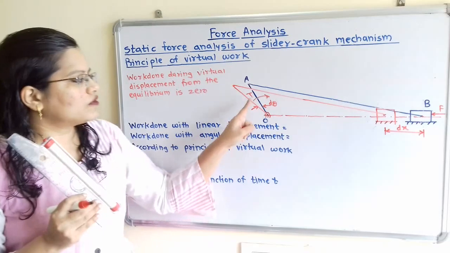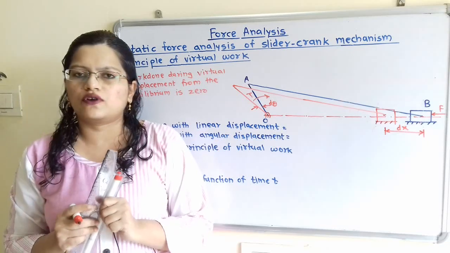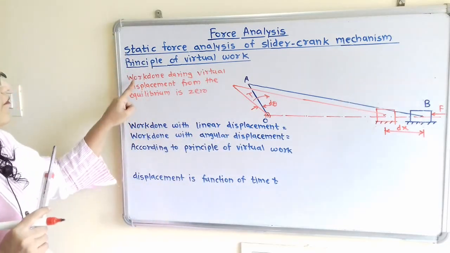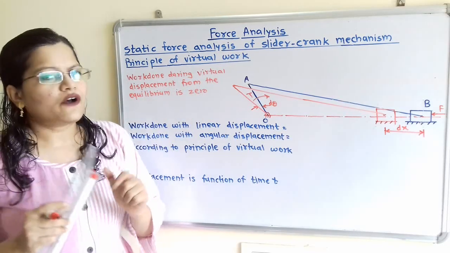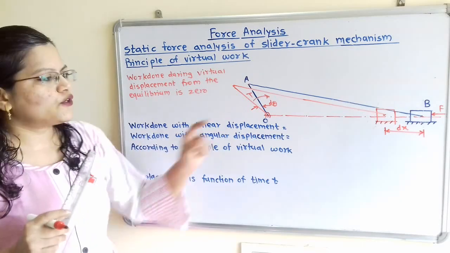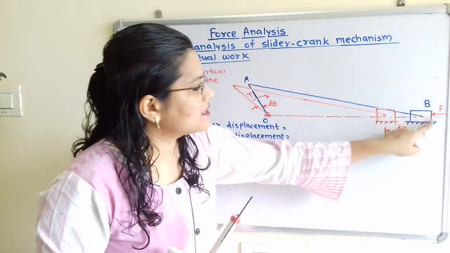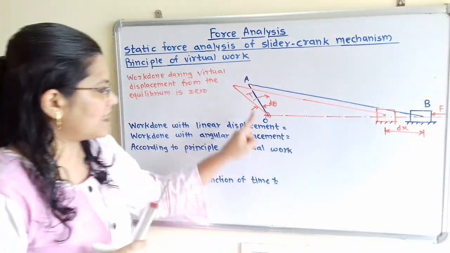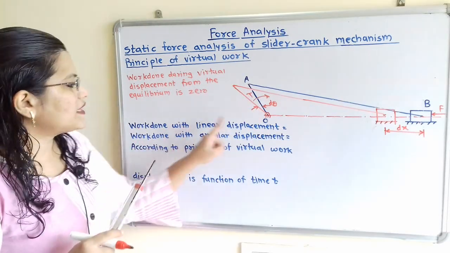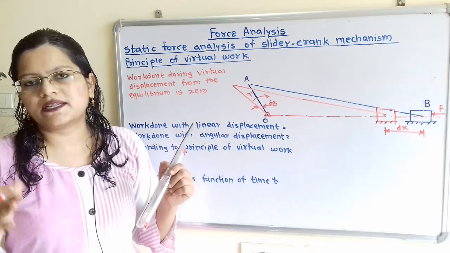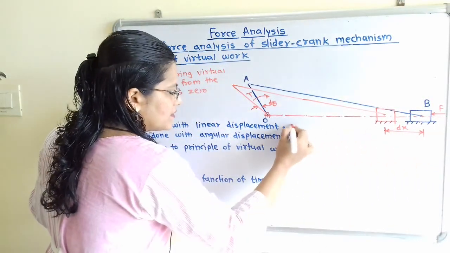Now how to find out the formula for this applied torque T? By using the principle of virtual work. So according to this principle, work done during virtual displacement from the equilibrium is 0. Now let us first find out the work done during the displacement of this slider crank mechanism. So if we observe, this is the linear displacement for this slider and here is the angular displacement for this crank. Now work done with linear displacement, that is force multiplied by displacement. So applied force is F and displacement is dx.